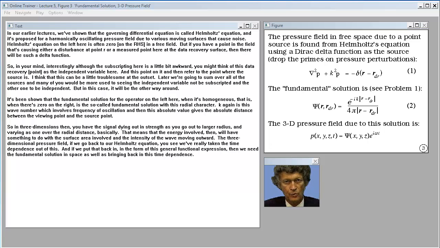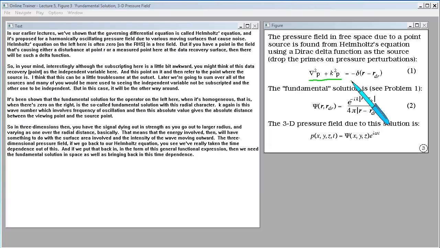In our earlier lectures, we've shown that the governing differential equation is called Helmholtz equation, and it's proposed for a harmonically oscillating pressure field due to various moving surfaces that cause noise. Helmholtz equation on the left here is often zero in a free field, but if you have a point in the field that's causing either a disturbance at point R or the measured point here at the data recovery surface, then there will be such a delta function.